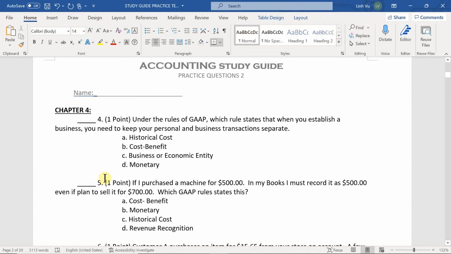We're going to move on to chapter 4 now. So question 4 asks, under the rules of GAAP, which rule states that when you establish a business, you need to keep your personal and your business transactions separate?